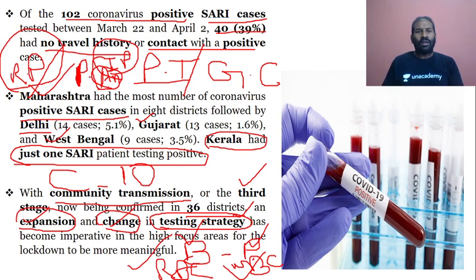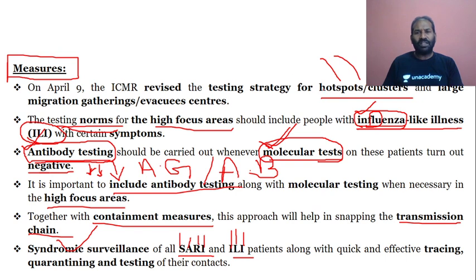And then we have seen plasma therapy, where ICMR has given permission for Kerala to go ahead with testing. And then community transmission has taken place in almost 36 districts, and because of it, the need of the hour for the Government of India is to expand and change the testing strategy. We have to go ahead with more tests, identify the hotspots, and go ahead with influenza-like illness testing for whoever has symptoms, not just the molecular test but also the antibodies test, and take up many containment measures, because we are heading towards the third stage, that is community transmission.